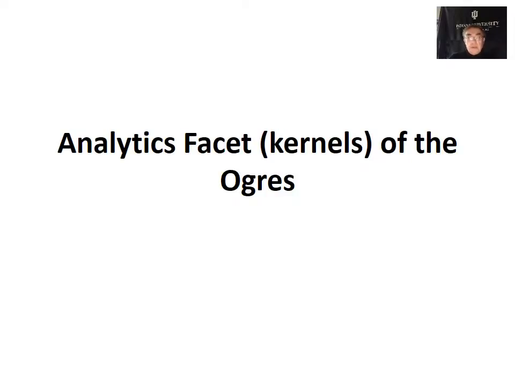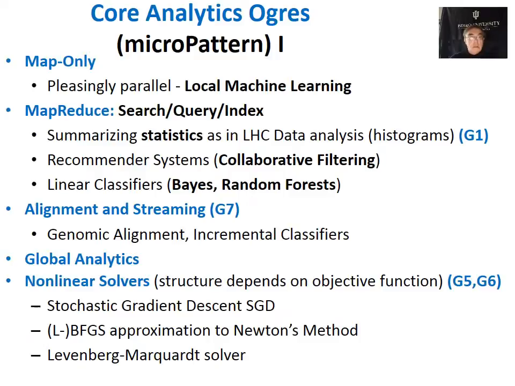So now we go on to the analytics facet of the Ogres, which is the last of the facets, and these are the kernels. These are actually a little like the NAS parallel benchmark, but applied to data. Now we come to the final set of facets, which are very much like the NAS parallel benchmarks.